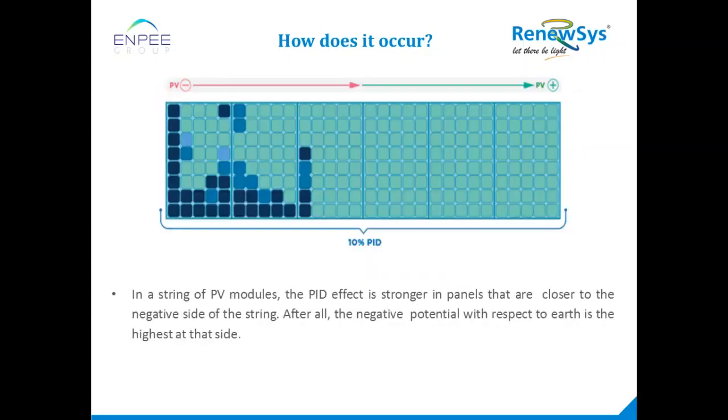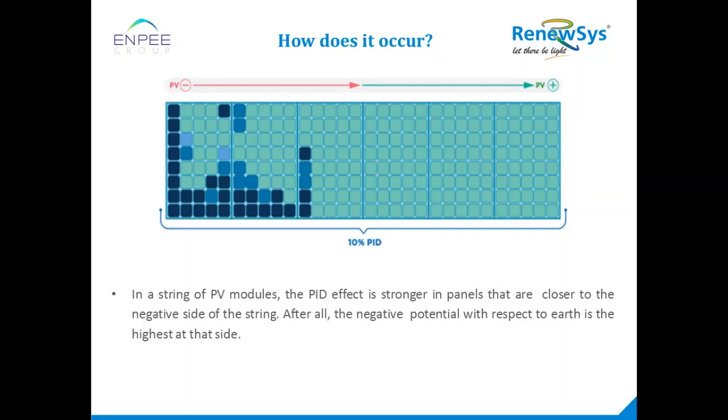So how does it occur in terms of string locations? If you see a set of modules, let us assume this being a 1500 volt or a 1000 volt system, the left side being at minus 1500 or minus 1000 volts, and the right side being the positive one. If you look into this, when we ground, the ground is at zero potential, and the modules which are on the left side are at negative potential, so there is a net difference of 1000 volts, whereas if you look into the other side, the potential difference is not that much with respect to the polarity, since both of them are on the positive side.